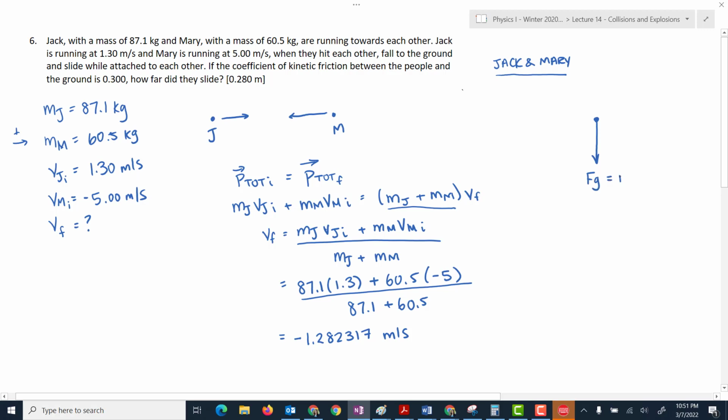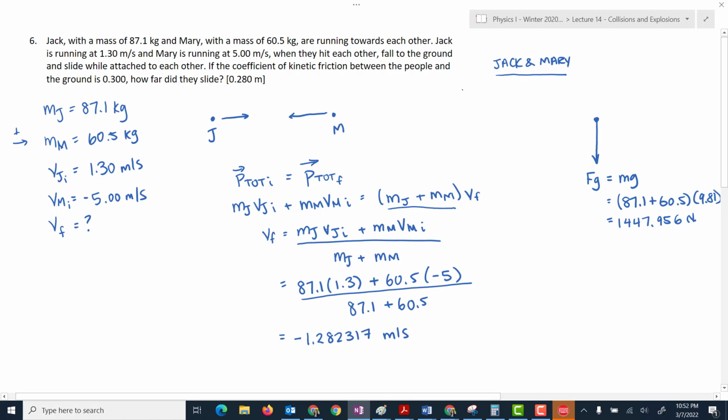And the force of gravity equals mg. And it's two people stuck together, so it's both of their masses. So it would be 87.1 plus 60.5 times g, which is 9.81. So let's just find out what that is. 87.1 plus 60.5 and times that by 9.81, which is 1447.956 newtons.